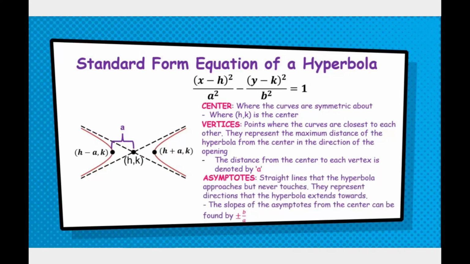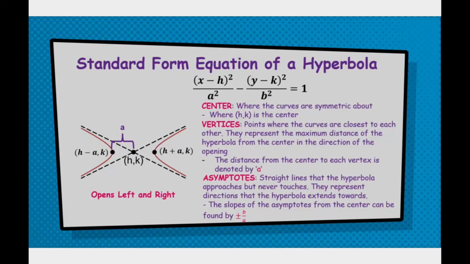And then we have asymptotes. Remember, those are imaginary but straight lines that the hyperbola approaches but never touches. They represent directions that the hyperbola extends towards. The slope of the asymptote from the center can be found by plus or minus b over a. So b is not used for anything except helping us determine the slope. So here's what our asymptotes would look like drawn into this particular graph.